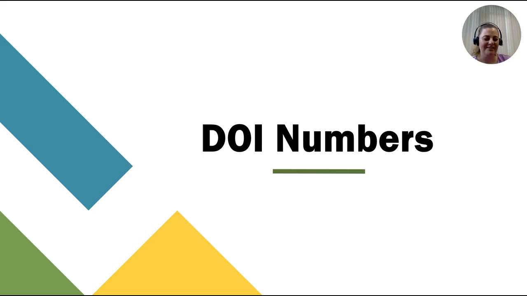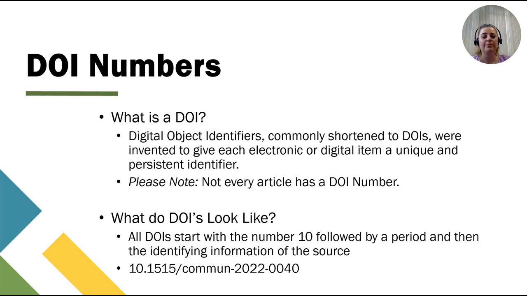Now, DOI numbers. These are a love-hate relationship for a lot of students as we are working through our citations. They're really important, but they can be tricky, so I did want to cover these. A DOI is a digital object identifier, and they were invented to give electronic or digital items a unique and persistent identifier. Think of these as like your ISBN numbers.